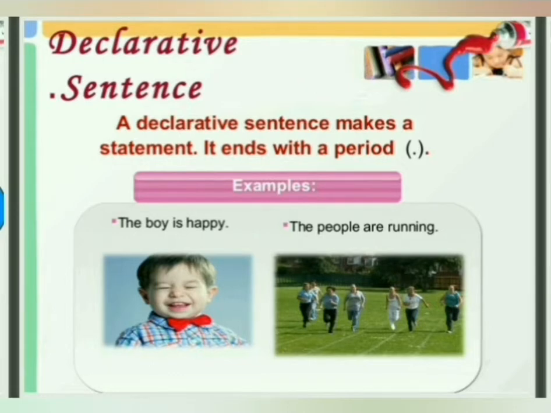Next, first one, declarative sentence. A declarative sentence makes a statement. It ends with a period or full stop. For example, the boy is happy and the people are running. See, these two sentences, we can easily understand that. Declarative sentence means a simple sentence.